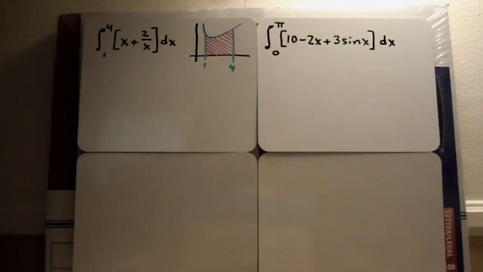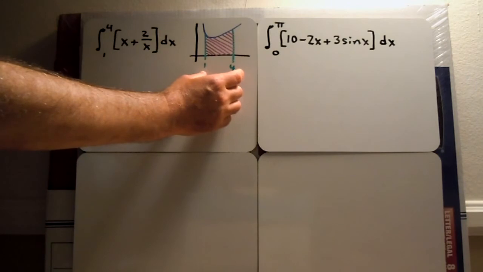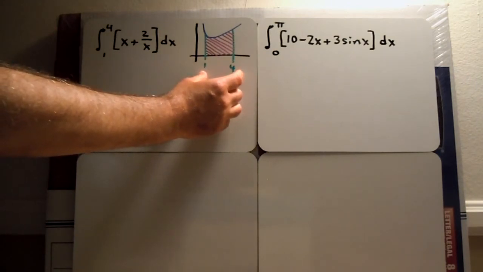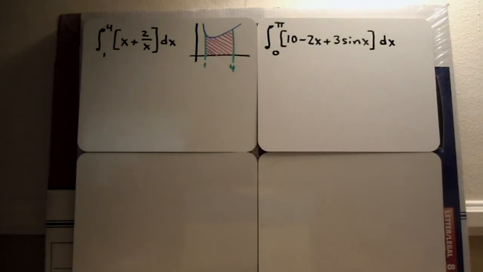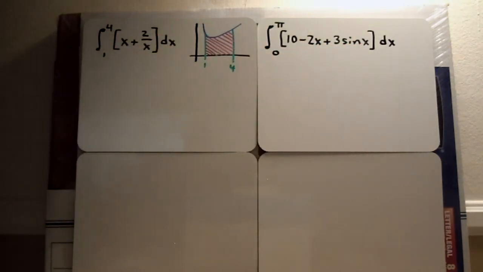Hi all. Here again are two definite integrals that would give you the area under a curve. In the first example, we have the area under x plus 2 over x over the interval from 1 to 4. The graph of that looks a little bit like that. And we have a second example to find the area under the curve 10 minus 2x plus 3 sine of x over the interval from 0 to pi. Sorry I don't have a picture for that, not quite enough room on my small makeshift whiteboard here.